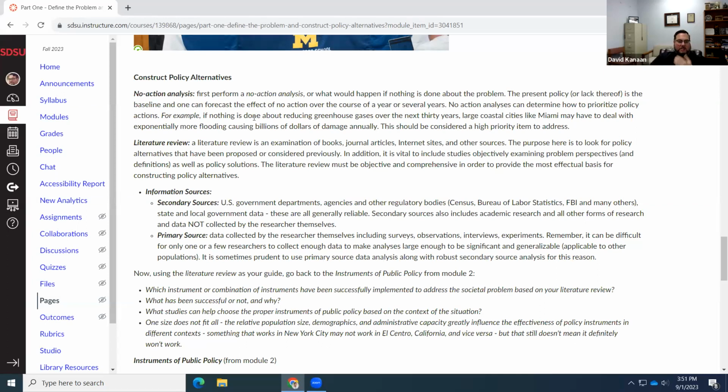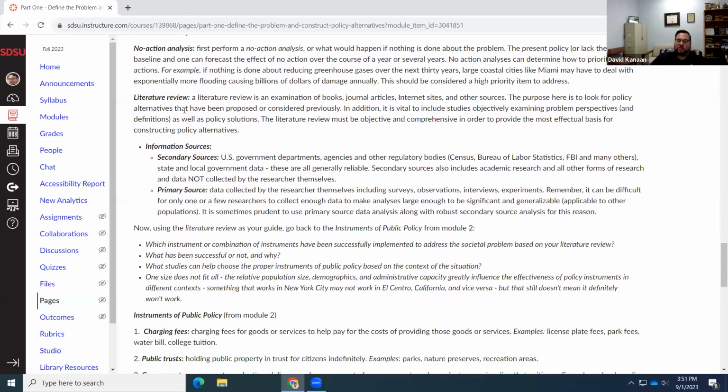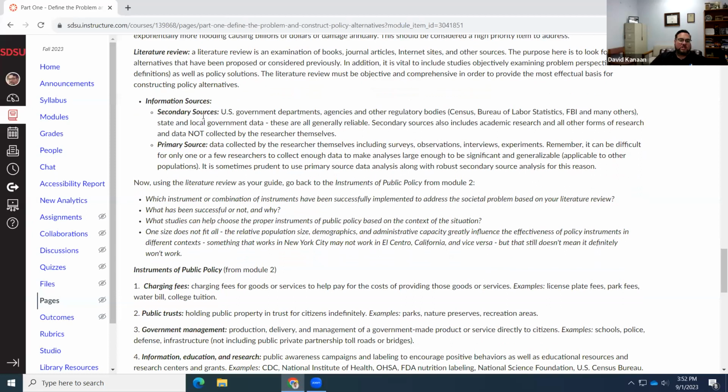So no action analysis, that's easy. What would happen if nothing is done? Literature review, you've probably had to do this before, and that's an objective review of books, journal articles, documentaries, etc. And you can look at what policy alternatives have been used in the past, and what success or failure they've had.